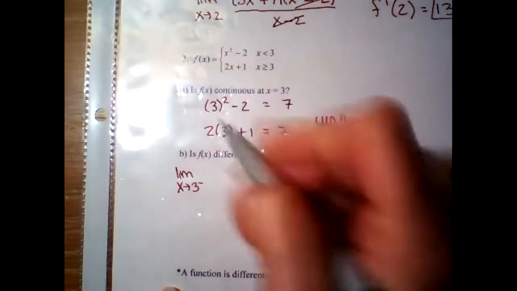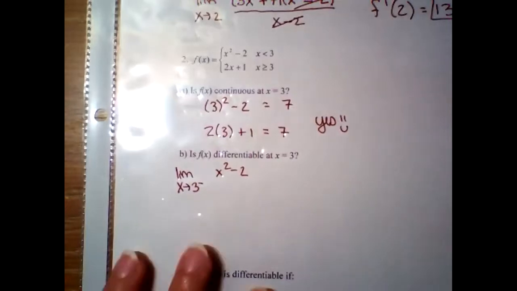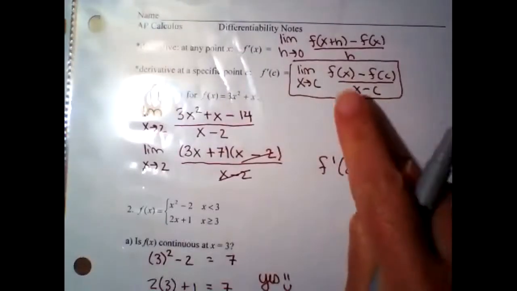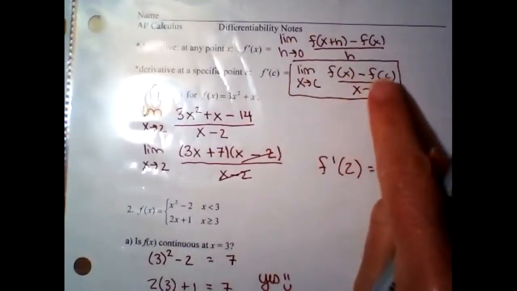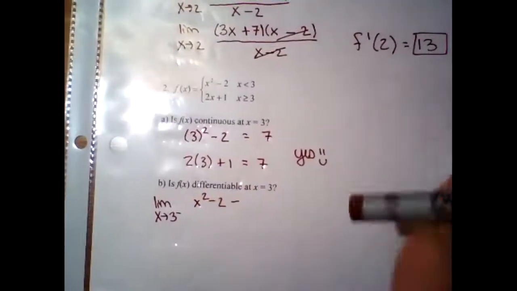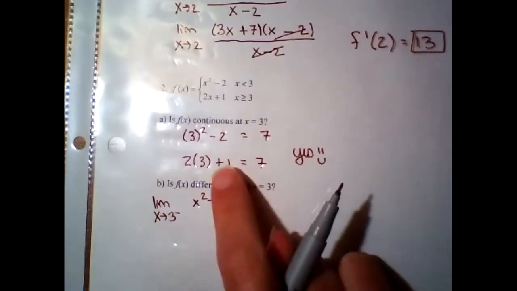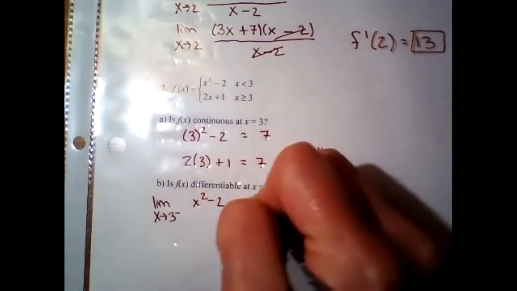So it will be the function, x squared minus 2. Here, let me move this back down again. It's the function, and then minus whatever you get when you plug in the value. So minus whatever we get when we plug in 3. And we already did that. When we plugged in 3, we got 7. So that'll be 7.